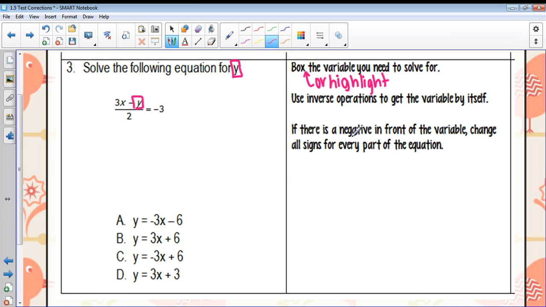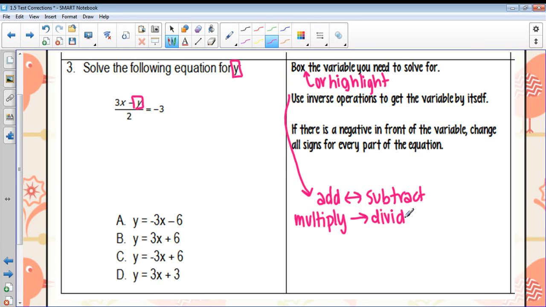Now we're going to use inverse operations to get the variable by itself. Some reminders for us. The inverse operation of addition: if I see an adding sign, then I'm going to subtract to get it to the other side, and vice versa. The inverse operation of subtraction is addition. I'm going to do the same thing if you have multiplication. If you have two things being multiplied, the inverse operation of that is division. Same deal, if it's dividing, then you're going to multiply.